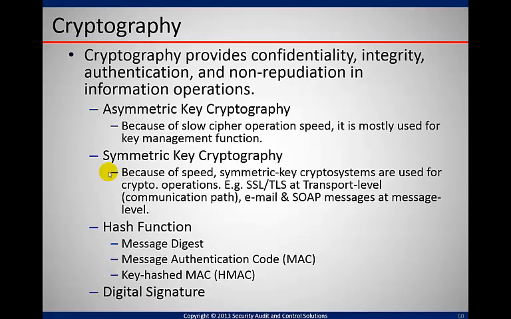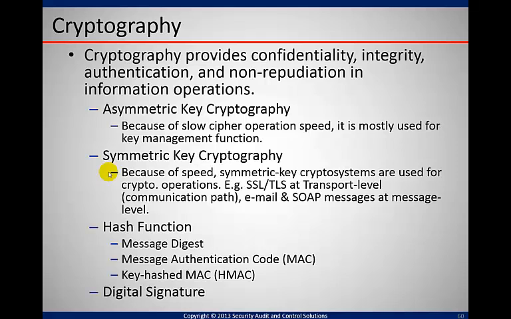Cryptography provides confidentiality, integrity, authentication and non-repudiation information operations. We've seen that in domain 5. Asymmetric key cryptography, because of slow cipher operation speed, is mostly used for key management functions. Symmetric key crypto systems, because of the speed, are used for crypto operations. For example, SSL or TLS at the transport level, communication paths, email and SOAP messages at the message level, otherwise known as at the application level.